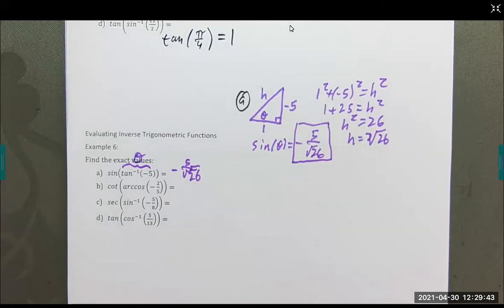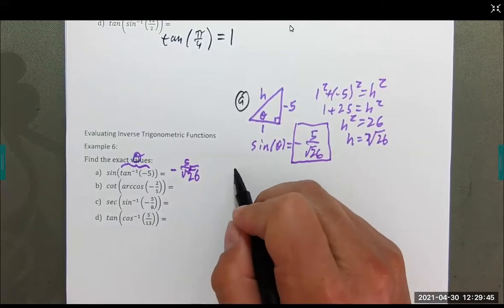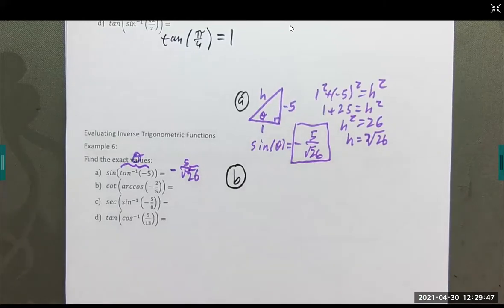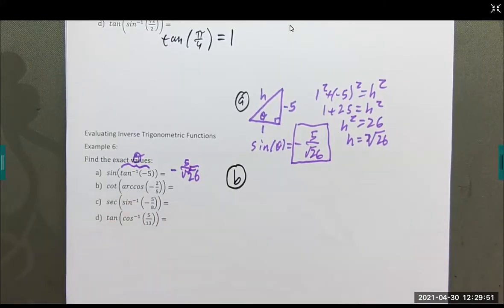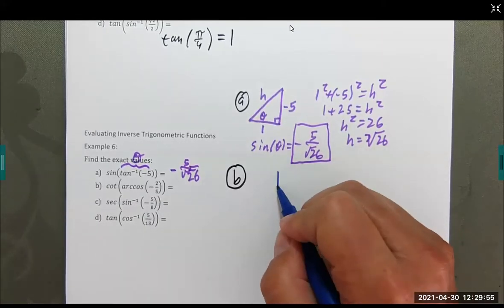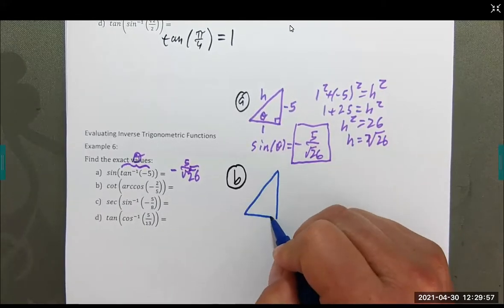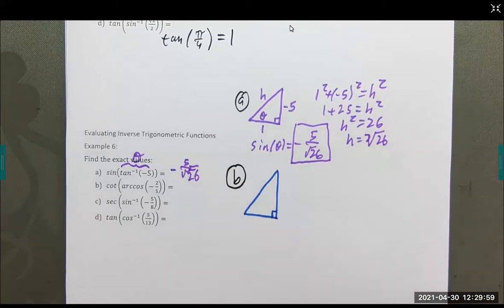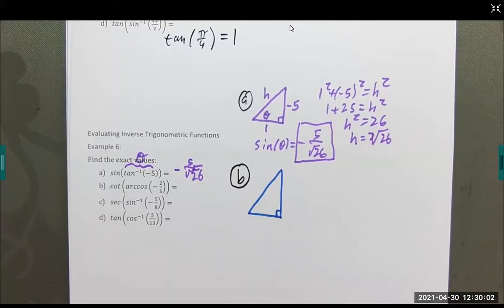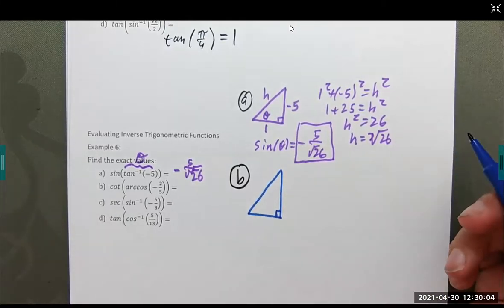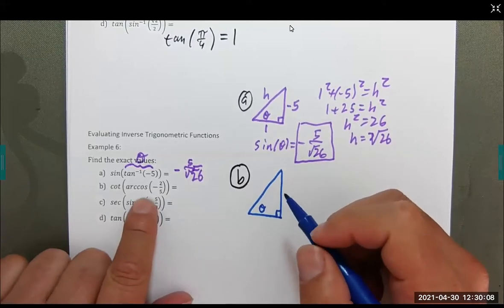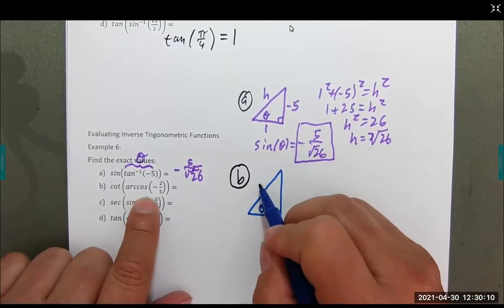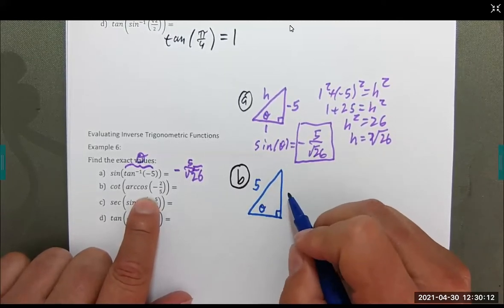Let's take a look at part B. Once again, this is an angle in here. I'm going to call that theta again. And here's my theta. Arc cosine, hypotenuse is 5 in this case. Here's negative 2.